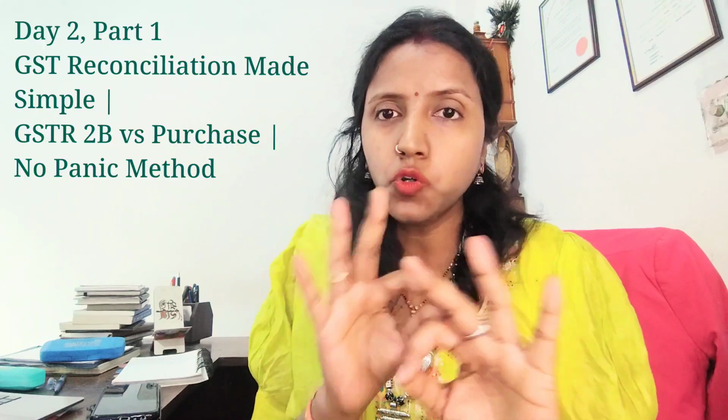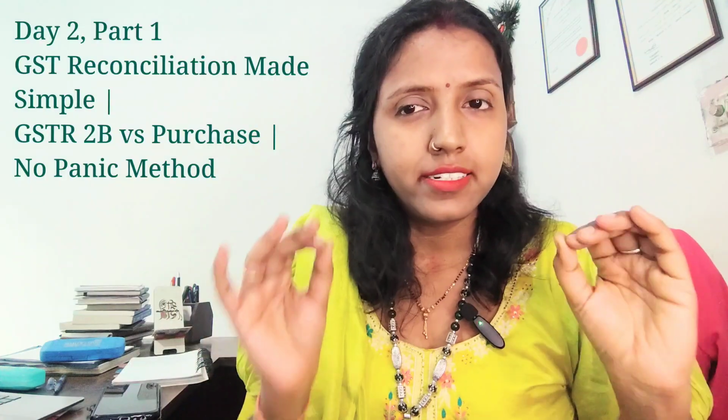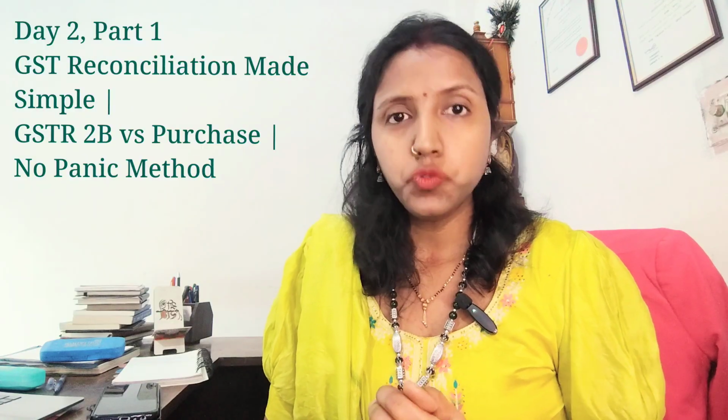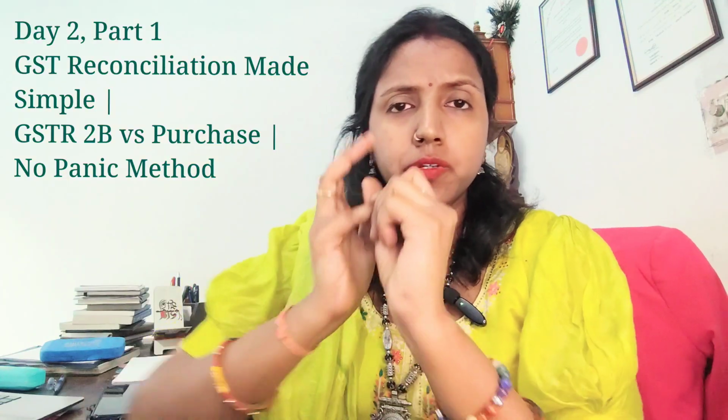Now let me simplify. No panic, no complexity. Let's understand the practical side in easy language. So let's start with the basics. Normally we have two sets of data. One is the purchase register. This is what you have recorded in your books. The second is the GSTR 2B. GSTR 2B shows what the system is showing as your eligible ITC.